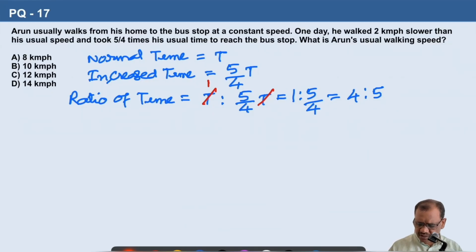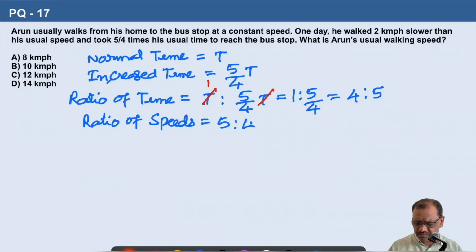Now, ratio of speeds. So this is a reverse in this case. In the previous questions, we had a ratio of speed, so we reversed it. So now we have ratio of time, and we have to find out ratio of speeds. So inverse ratio of 4 is to 5 is 5 is to 4. So 5 is the speed at normal time, and 4 parts is the speed with increased time. So the difference is 5 minus 4, which is 1 part.